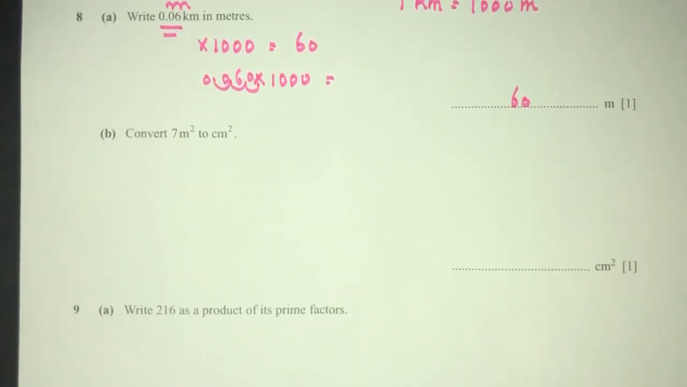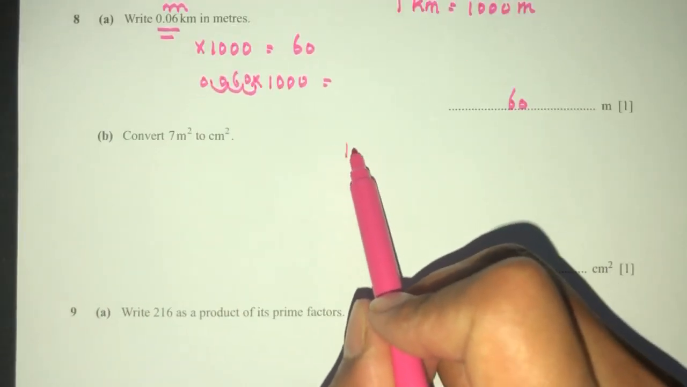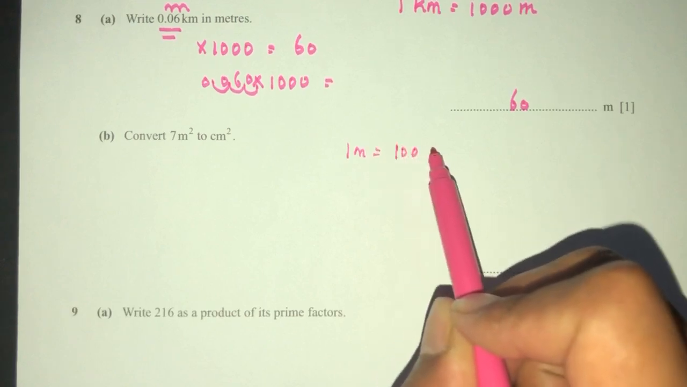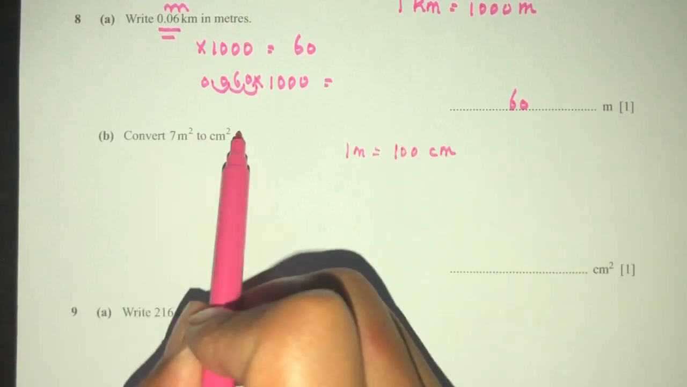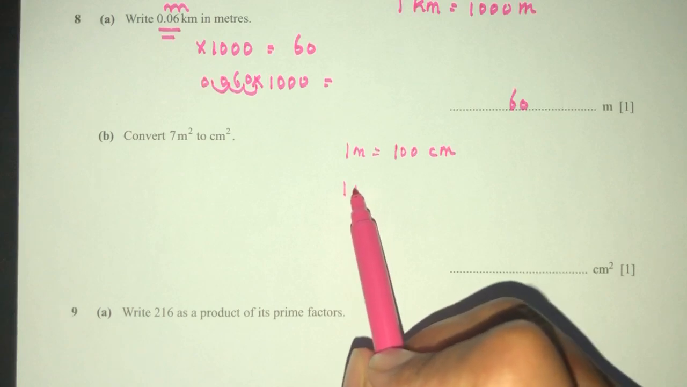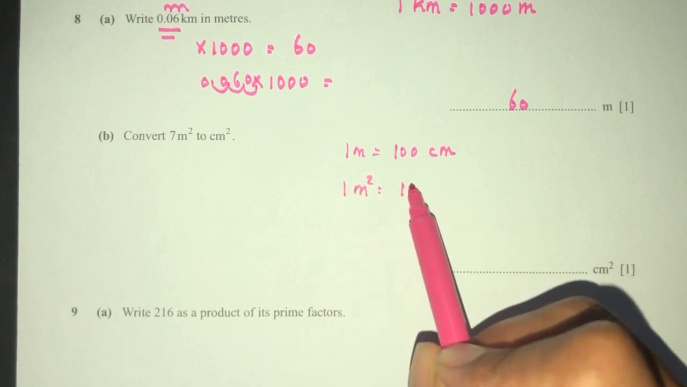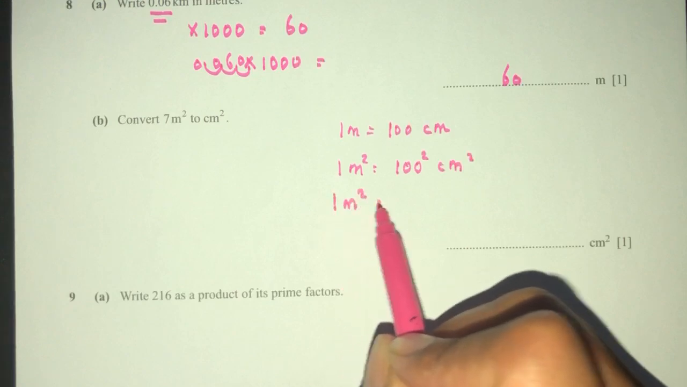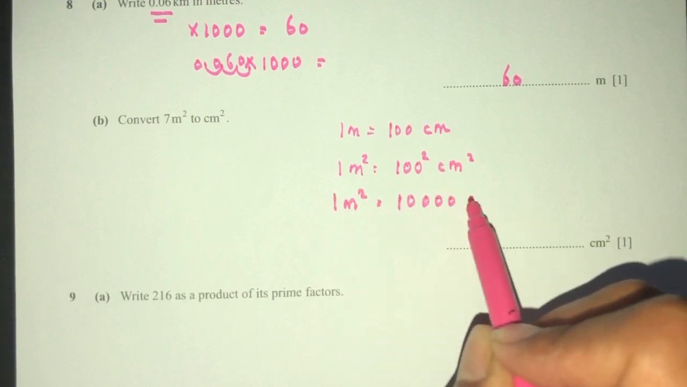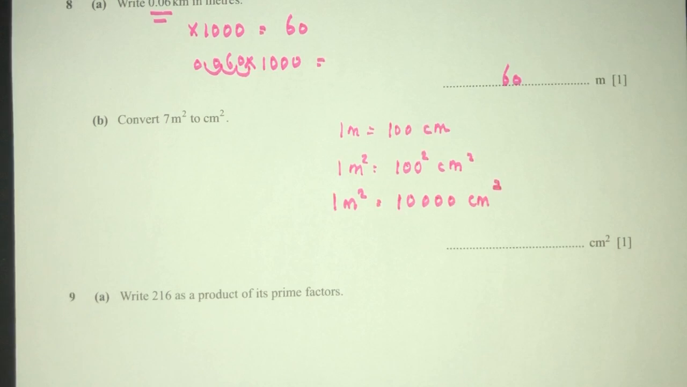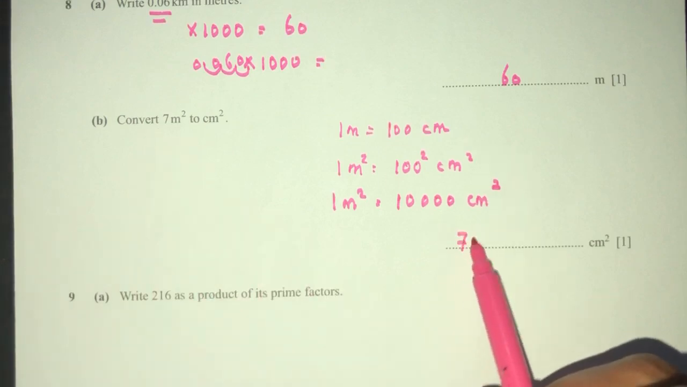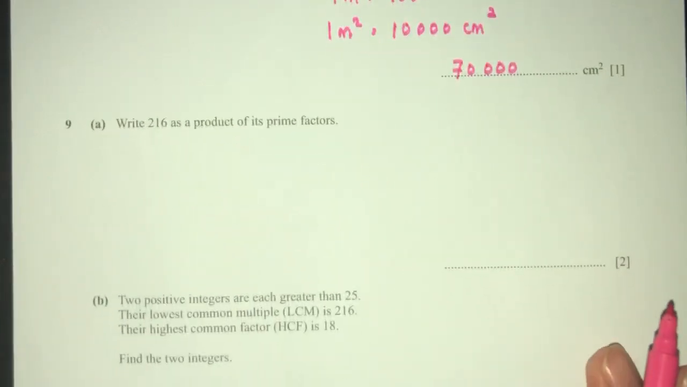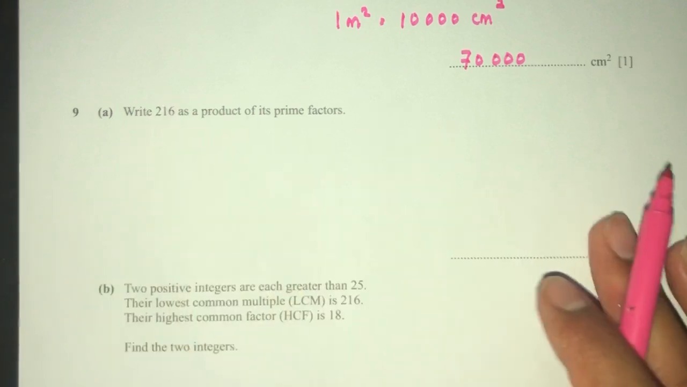Now for part B, we have to convert this to this. So first things first, we have to know 1 meter is equal to 100 centimeters. Now we care about square, so we have to square both sides. That will become 1 meter squared, and that will become 100 squared centimeters squared. Right? So basically 1 meter squared is equal to this much centimeters squared. So now we know the conversion. Now we can use this. 7 meters squared have to be multiplied by 7. That should be 70,000 centimeters squared.